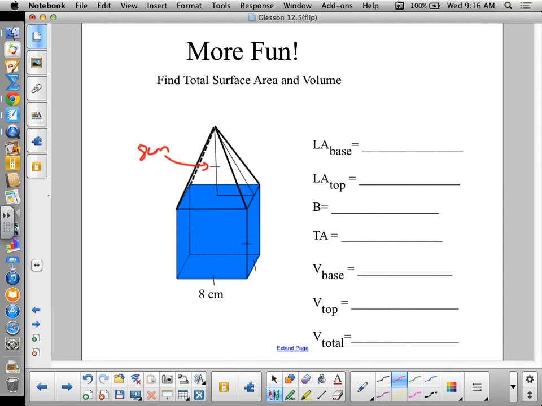Your slant height is going to be a little bit tricky. That's going to give you a radical value. So I want you to work on this, pause the podcast, and actually end the podcast here. That is your assignment to work on with this podcast.